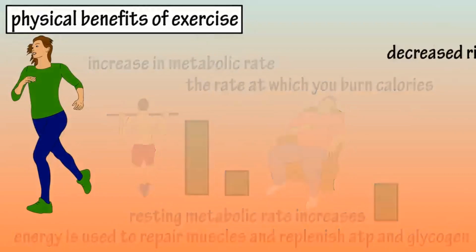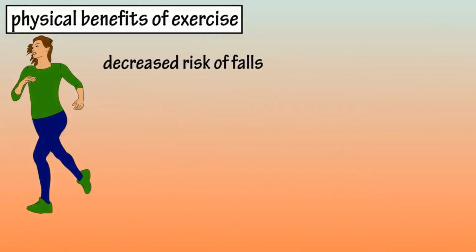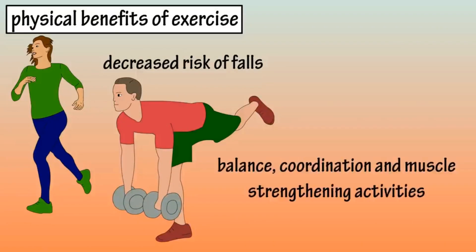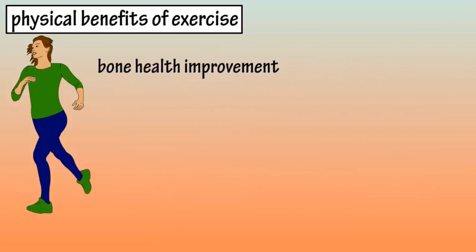Number four, decreased risk of falls. Incorporating balance, coordination, and muscle strengthening activities into your exercise program can improve your motor skills, thus reducing the risk of falling. Number five, bone health improvement.